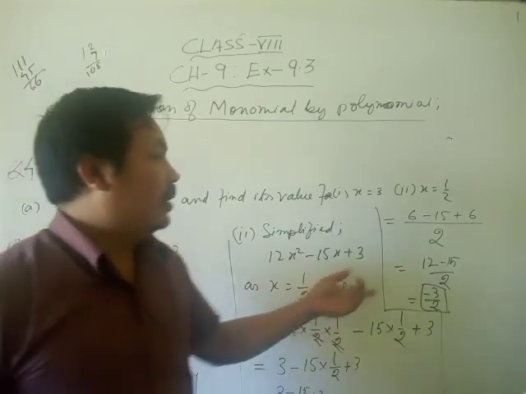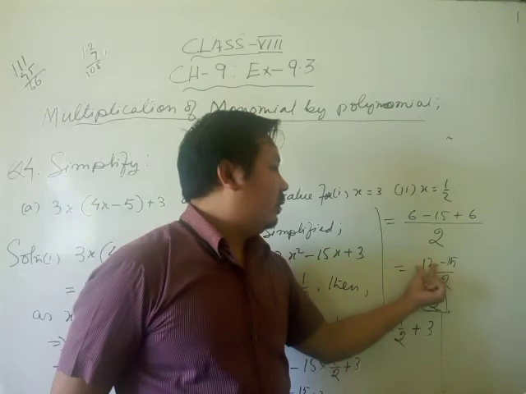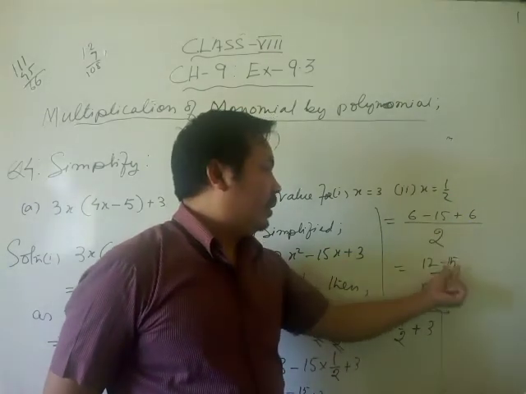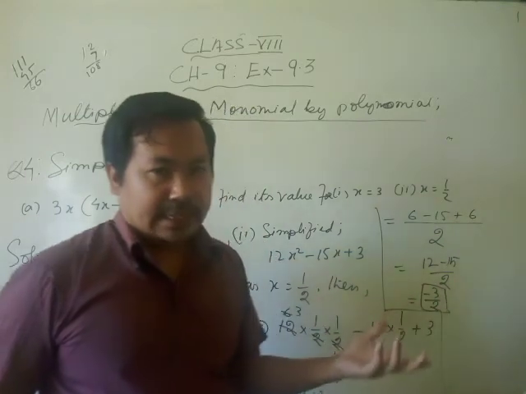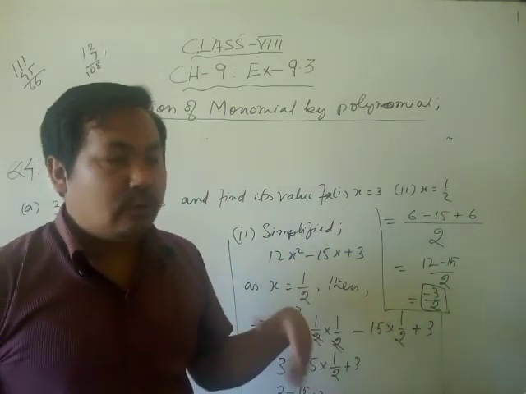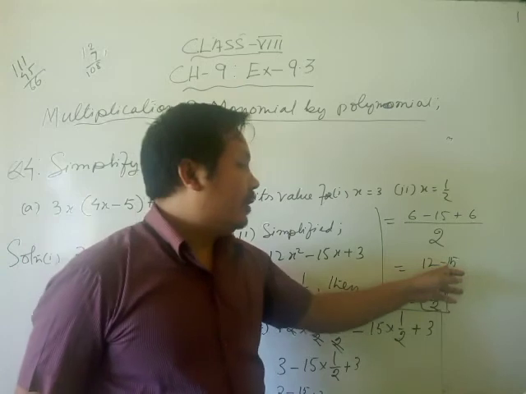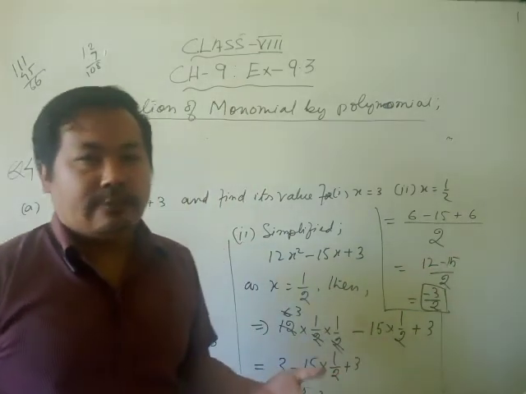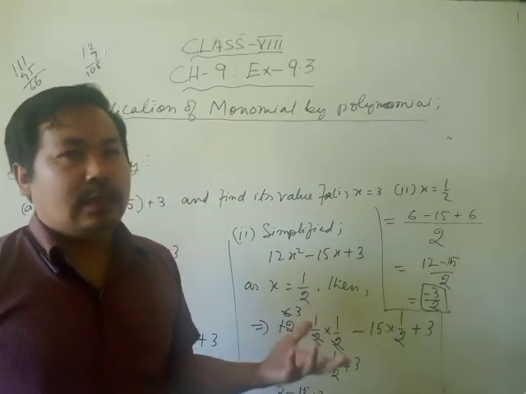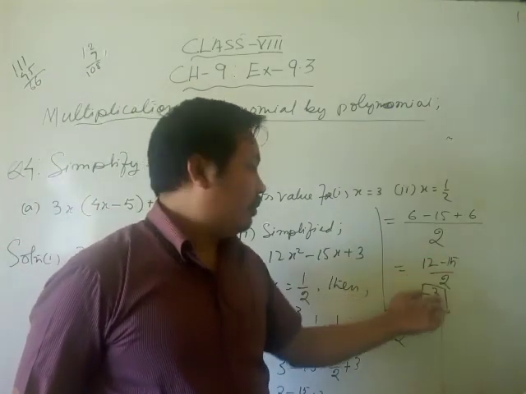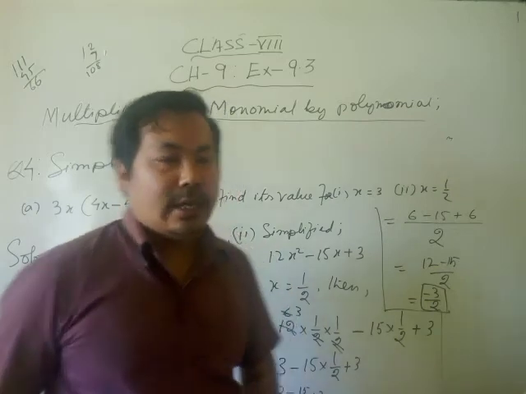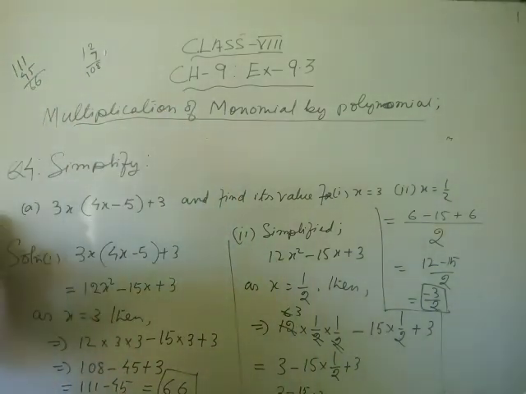Okay. Then 6 and 6, 12 we are getting here, then minus 15. Then plus 12 and minus 15, you know that we have to subtract. We are getting 3. The 3 will be minus, because minus 15 has the larger value. So we have to take the sign of the bigger number, that's minus. So minus 3 by 2 is the answer. Okay, so this is the answer for question number 4.